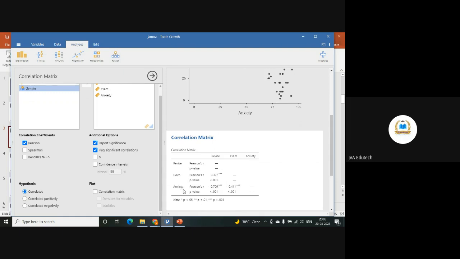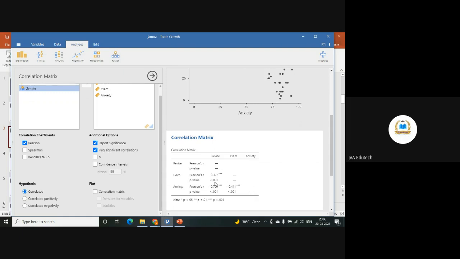Okay. Now anxiety is negatively related to revision. Meaning the more and more the students revise, anxiety decreases, and one unit change of revision brings down the anxiety to a level of 70.9%. There is a strong correlation between revision and anxiety. Again, there is a strong negative correlation between revision and anxiety, and there is a moderate negative correlation between the exam and anxiety. Is this clear? And both are significant.